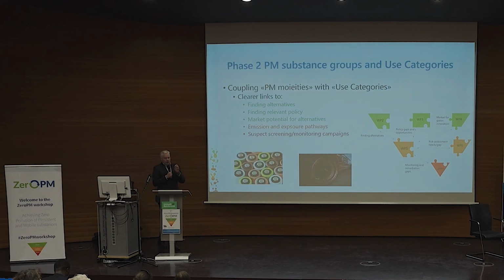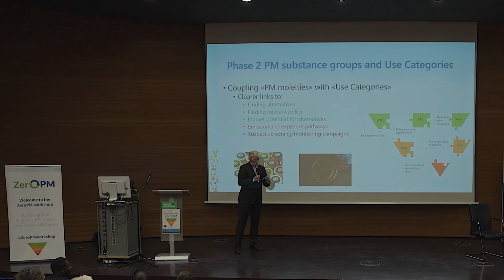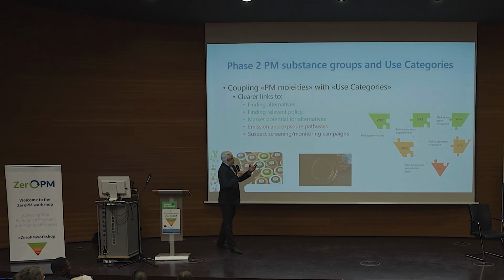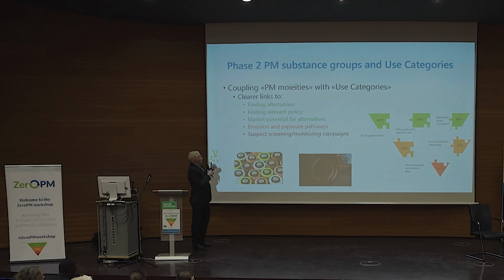One of the things that we've talked about a lot in ZeroPM, and this was just brought up by one of the previous questions of Emma Schymanski's talk, was: what about uses? Can uses help us focus? I think there are a lot of ways we can talk about that in the ZeroPM framework, because if we have a problematic PM substance group, we can consider our work packages. And if we have the uses for this group of substances, we can look at ways of finding alternatives for that group. We can look at development policies.